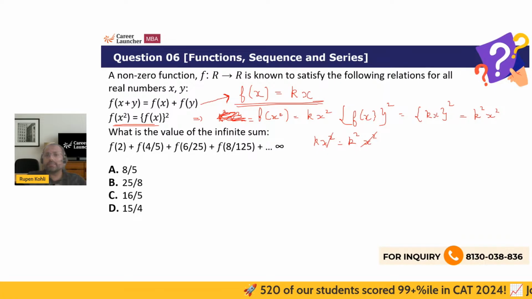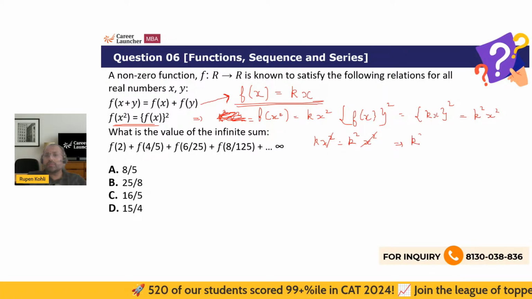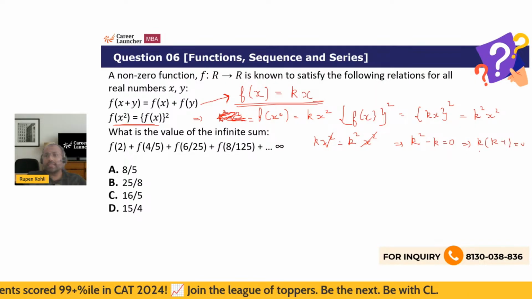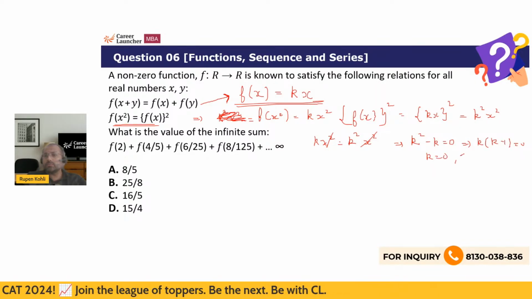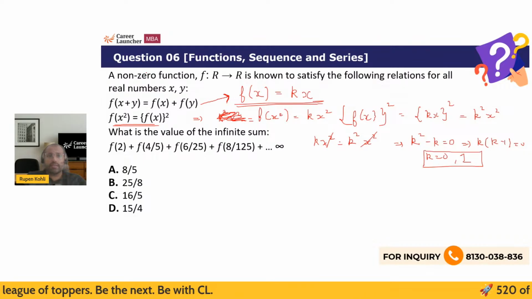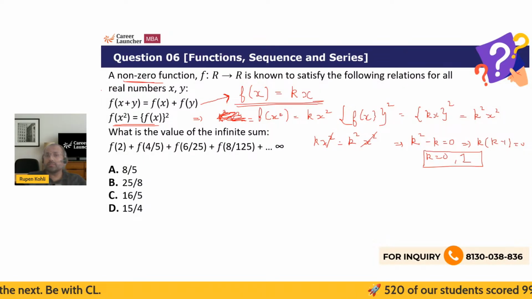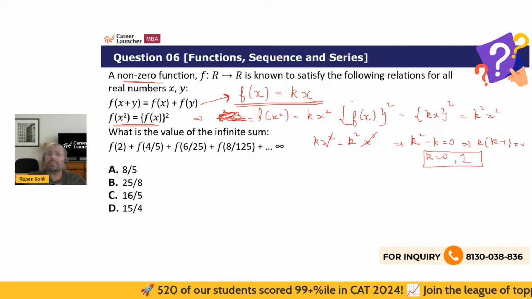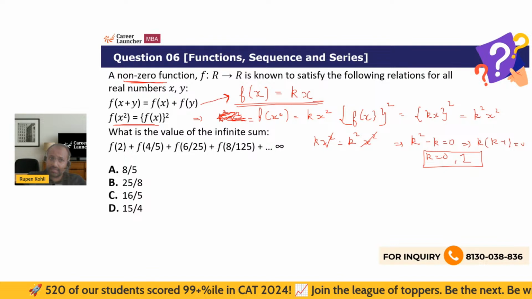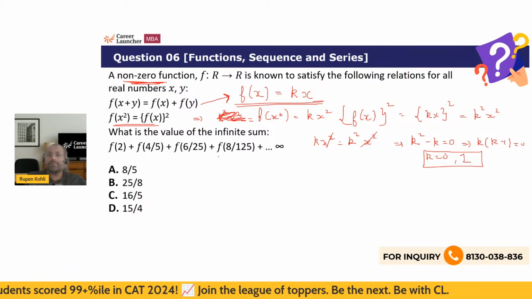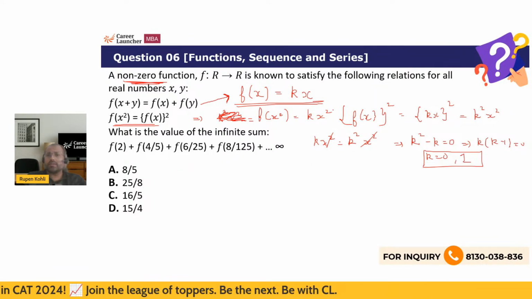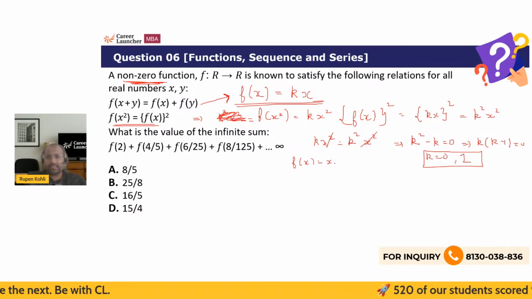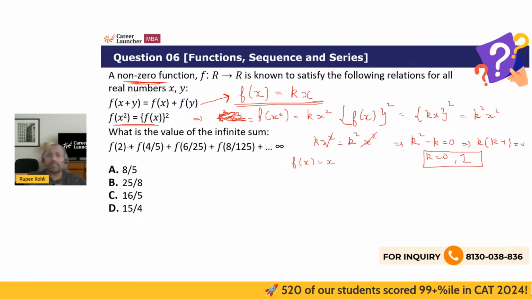x square cancels. So we are getting k square minus k is 0, or k into k minus 1 is 0. k is either 0 or 1, but k can't be 0 because it's a non-zero function. If k becomes 0, then the function also becomes 0, which is not allowed as per the very first word of the problem. So with k being 1, f(x) is simply x. So f(x) being x, each value of the function is nothing but the input itself.